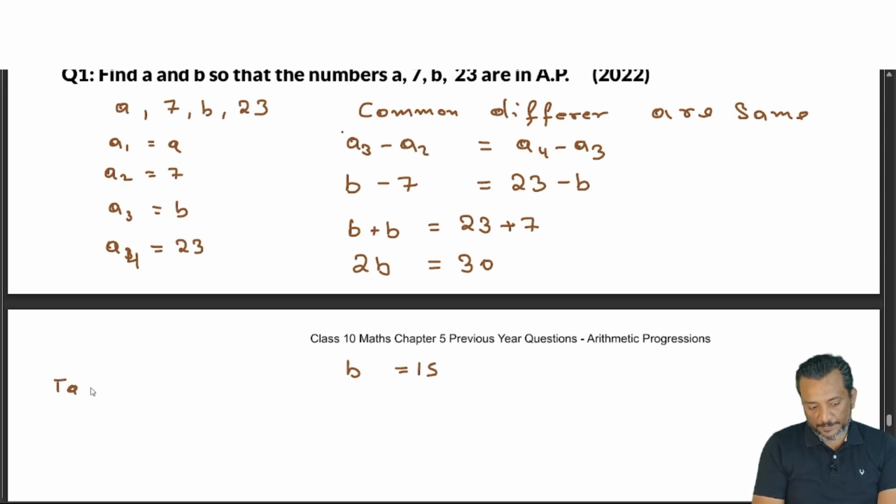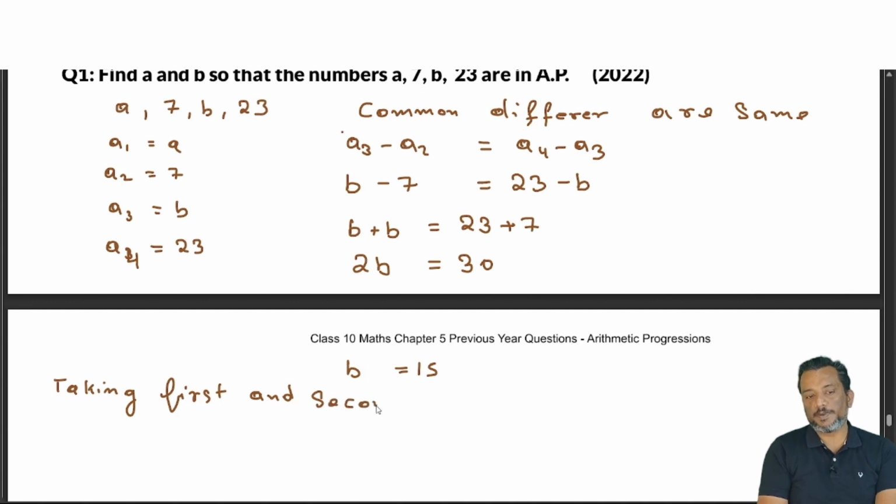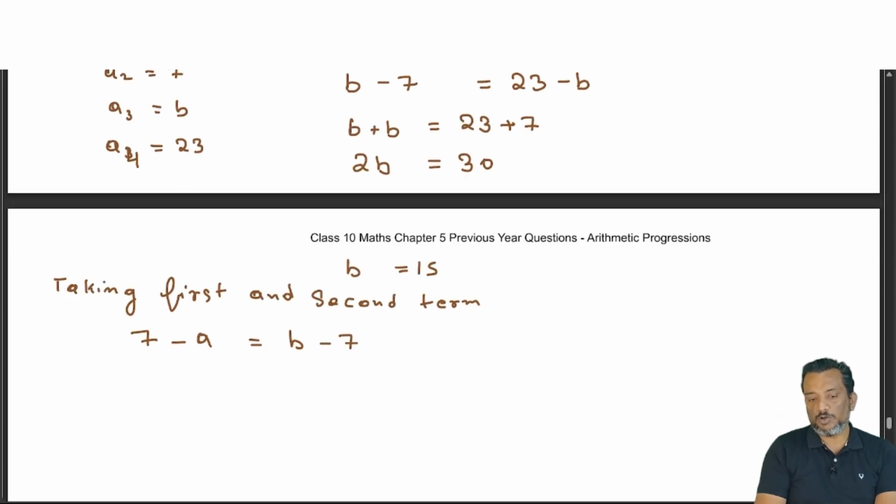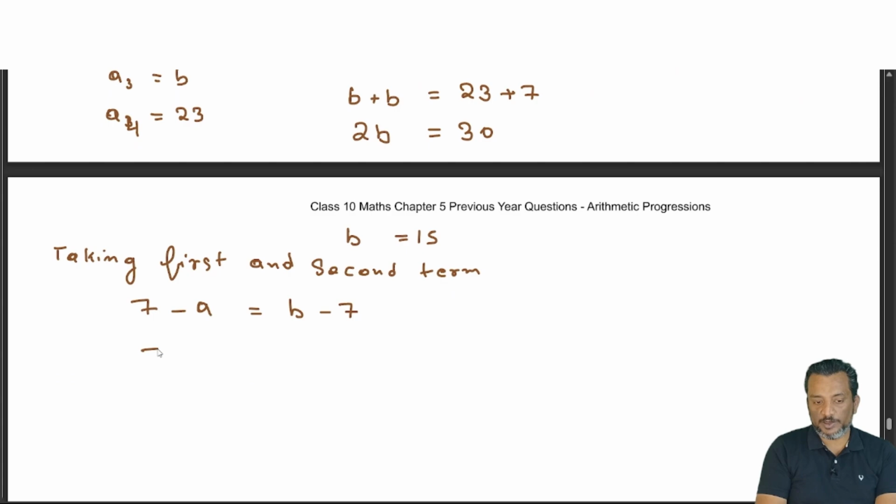Now taking the first and second term, we can say here 7 minus A is equal to B minus 7. We can say now you got the B value. B value is 15.